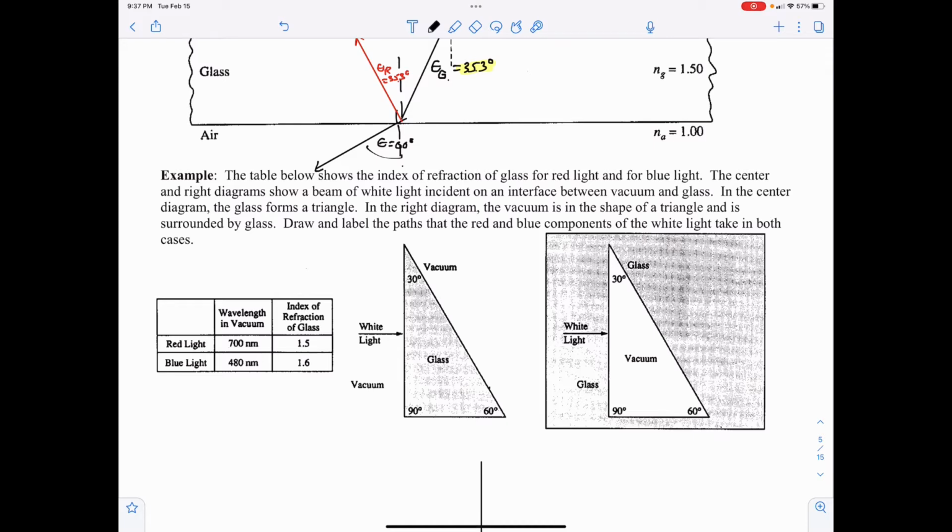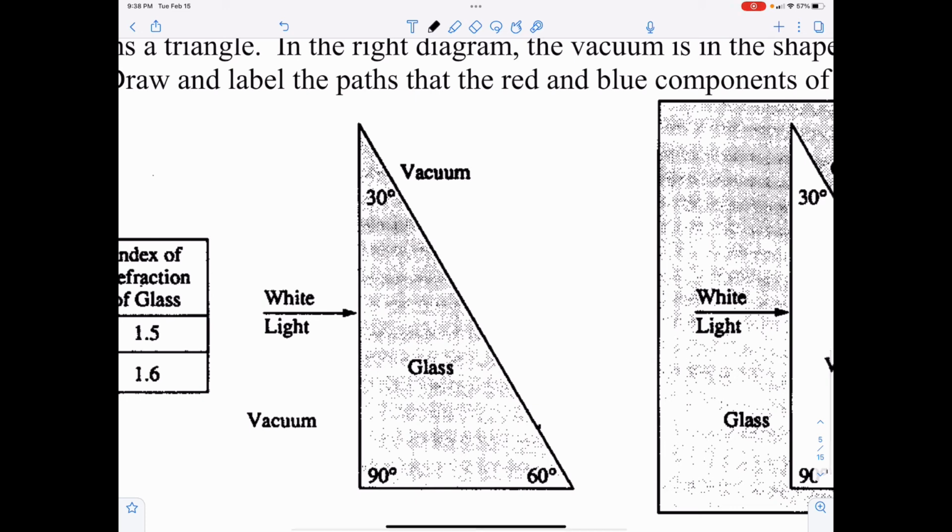And then consequently, blue light will bend farther from the normal when it exits glass back into a vacuum or air. Okay, so what we're going to do is you have white light coming in, just like this. It's going to go straight through unrefracted because it's coming in at the normal, so the angle of incidence would be 0, right? So it's going to just keep going through unrefracted.